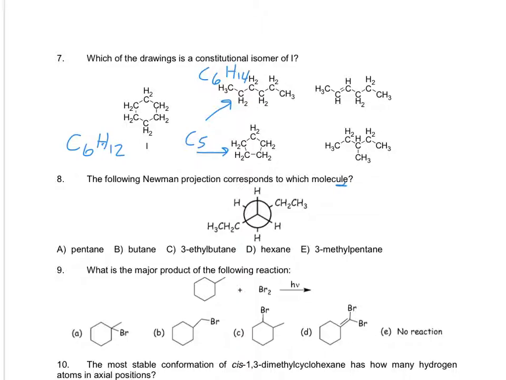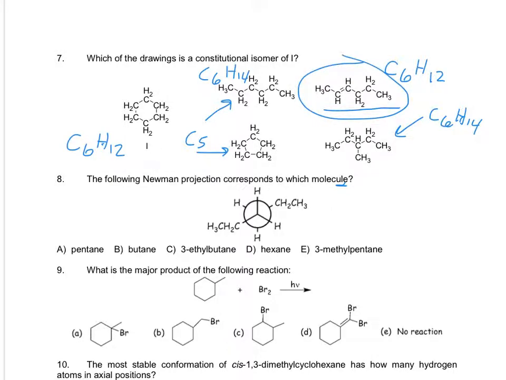And this molecule over here is an isomer of hexane. It also has C6H14. And that leaves us with this molecule in the upper right. And if you count carbons, you come up with C6. If you count hydrogens, you'll find that there are not 14, there are 12. And so that molecule is the constitutional isomer of 1.